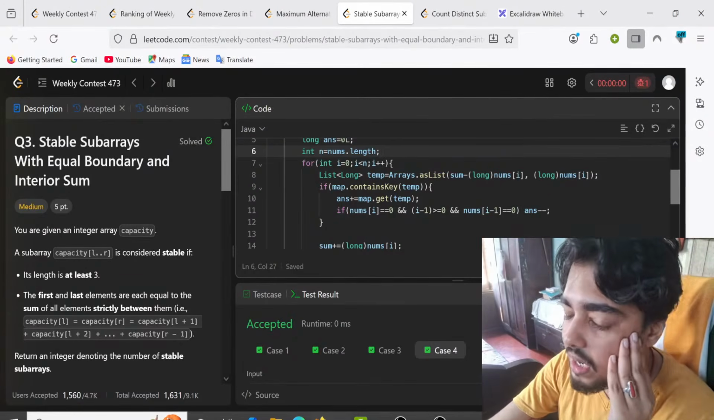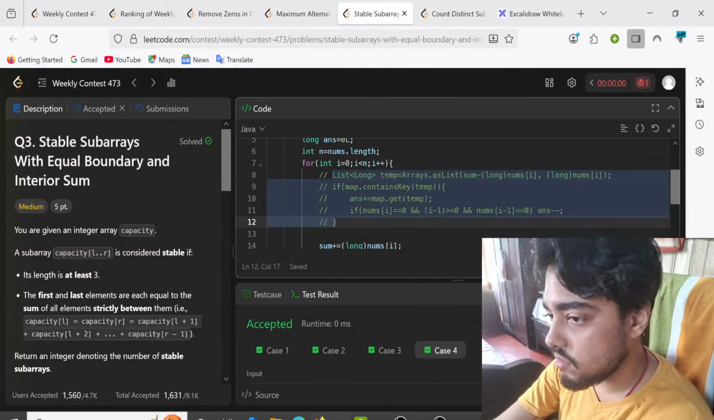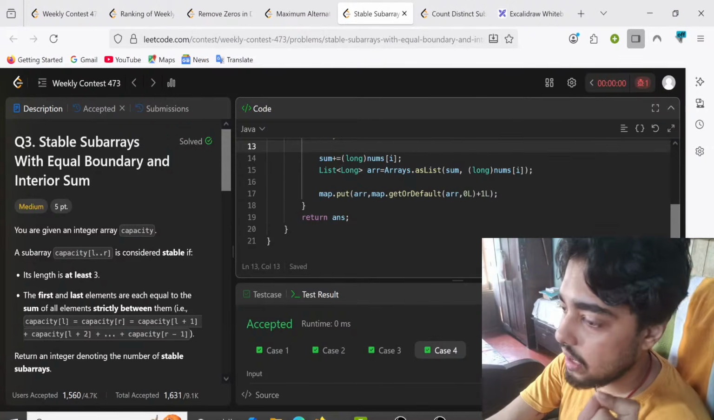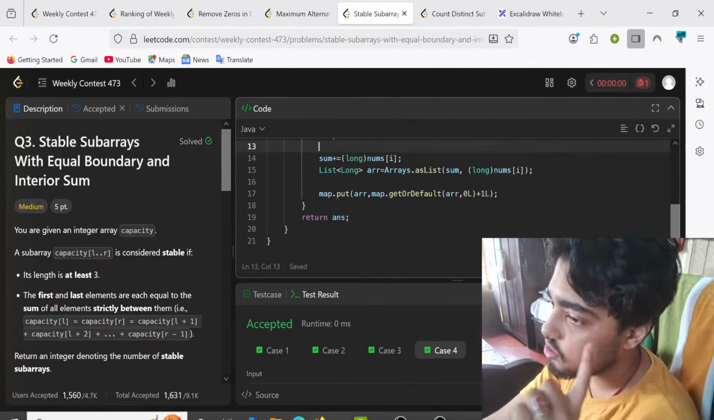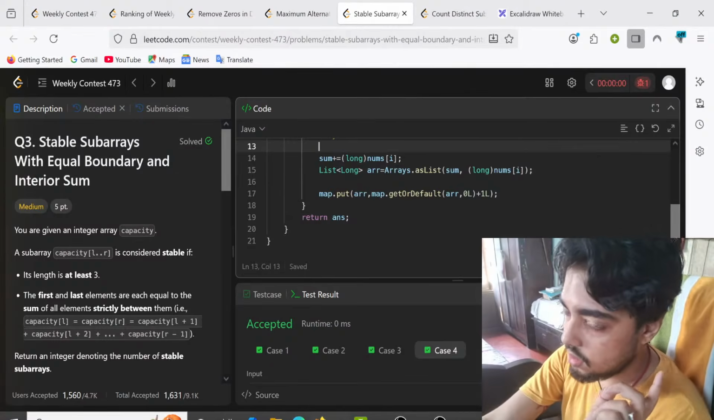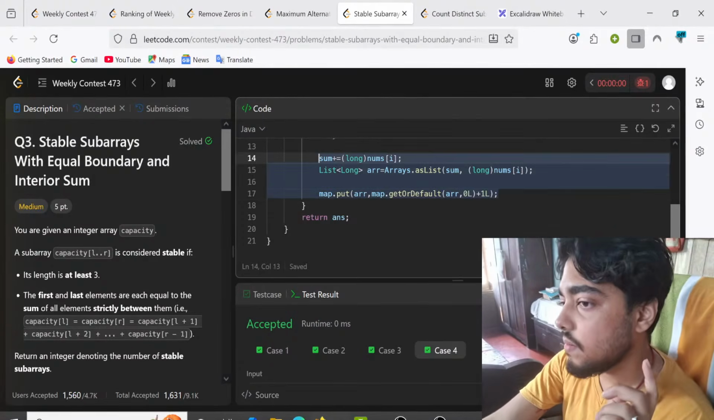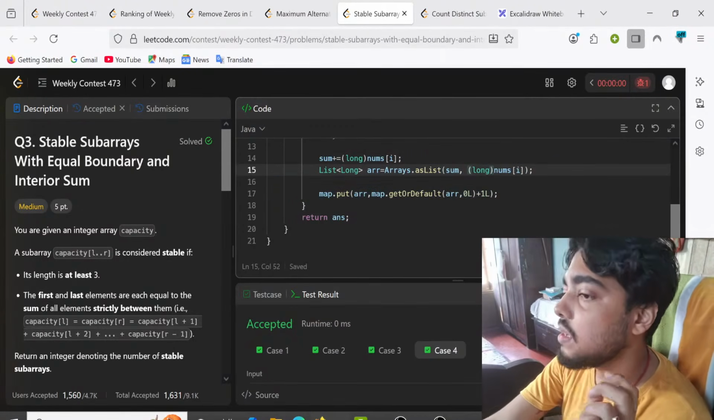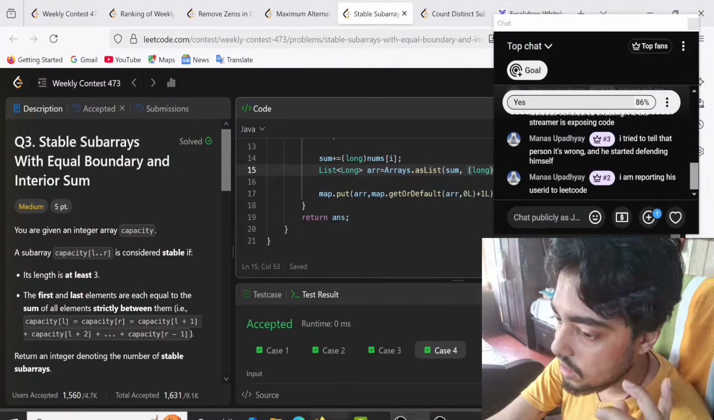For that part, let's skip this part for now. Let's understand this. sum plus equals nums[i], so that is the prefix sum, and I am having an array. This is also a temporary array where I am putting the sum and the number that I am currently on, and I am putting it into the map. This part is clear. This is storing the frequency of prefix sum comma last element. Okay, is this clear?